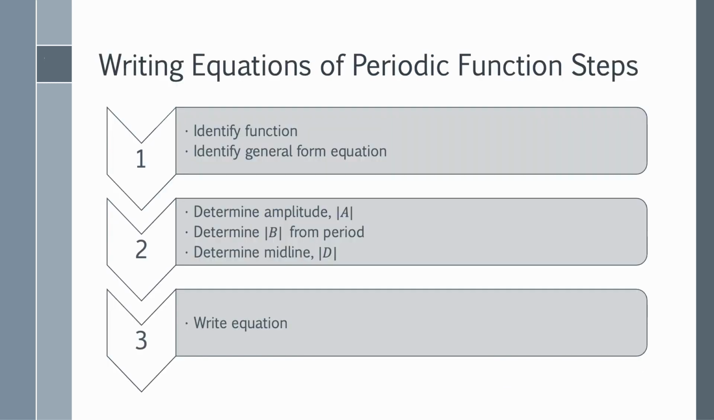In summary, periodic functions aren't just necessary for math classes. They can be found all around us. So if you want to write periodic functions from graphs, remember to determine the general trigonometric form. Find the amplitude, b, and the midline, and then substitute back into the general equation to find the equation of a periodic graph.